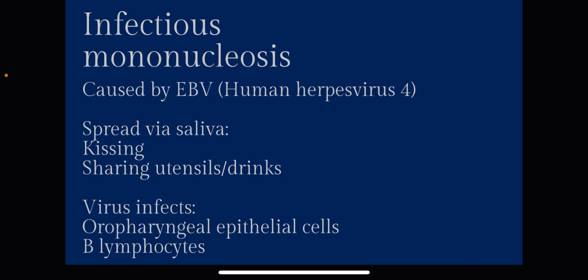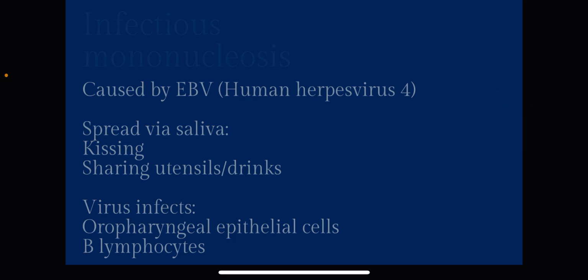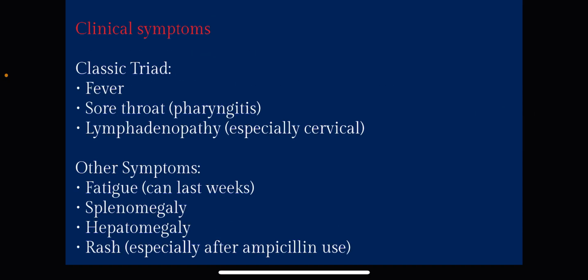It is caused by Epstein-Barr virus, and it spreads via saliva, in kissing or sharing utensils or drinks. This is also known as kissing disease. The virus infects the oropharyngeal epithelial cells and the B lymphocytes. The clinical symptoms are of two types: classical triad symptoms and other symptoms which are generalized.